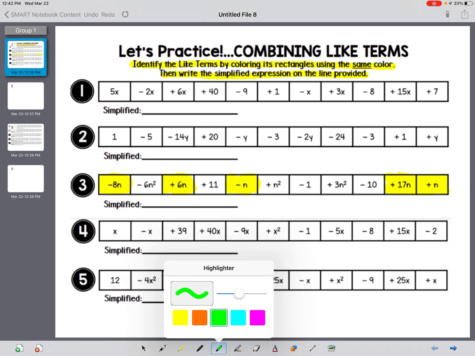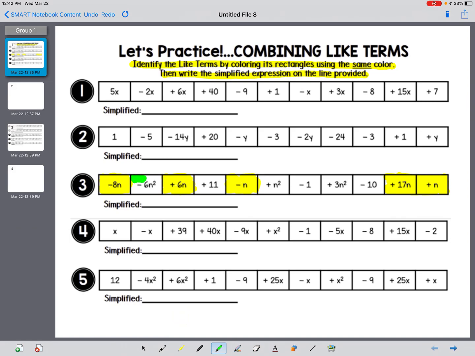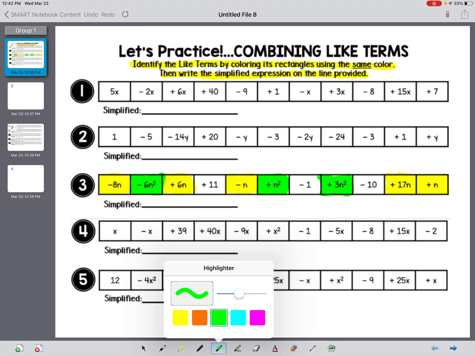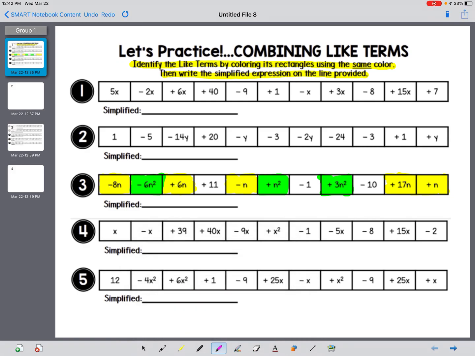Let's choose green for the n squared family. And so we've got negative 6n squared. We've got 1n squared. We've got positive 3n squared. And for the constants, just as a reminder, constants are numbers with no variable part. We have 11. We have negative 1. And we have negative 10.